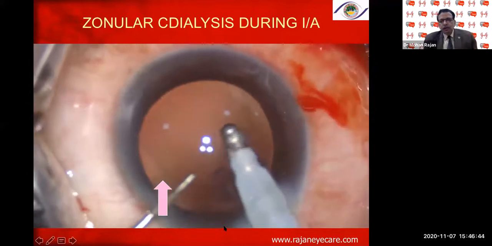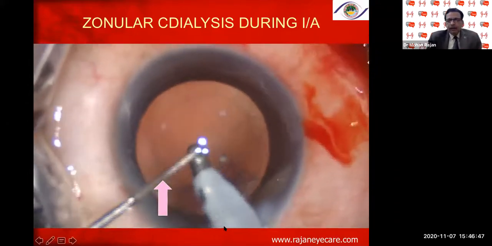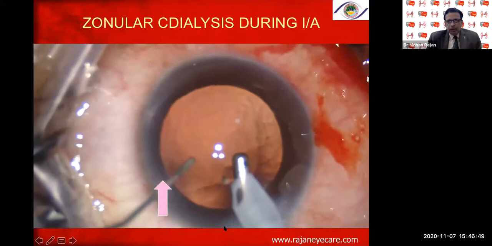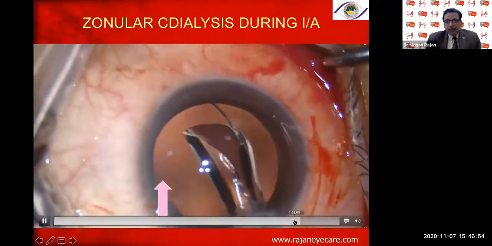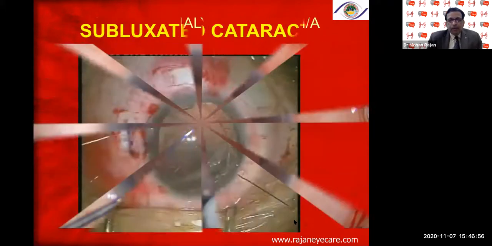You can see the zonules have gone back and the patient went ahead. We put a single piece lens into the bag without any problem. You can see that without any problem, the multi-piece lens goes into the bag in this particular case.